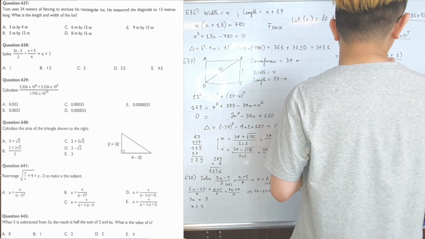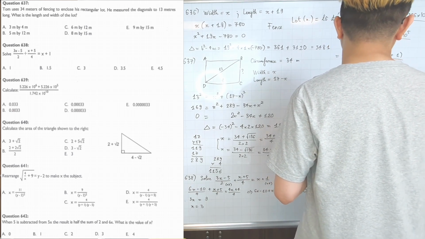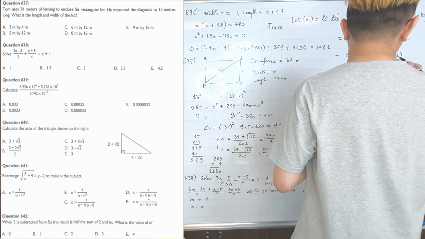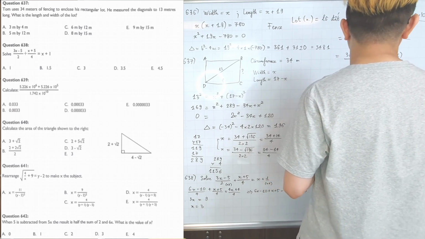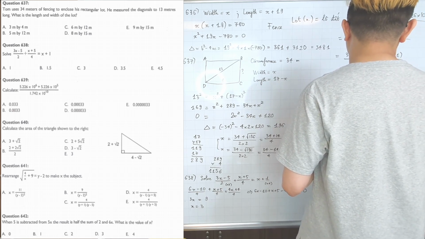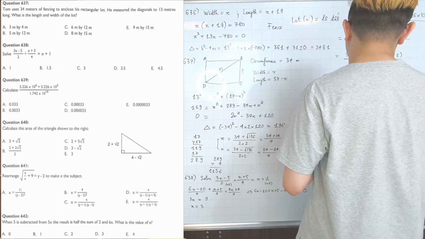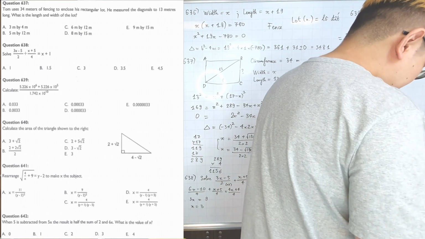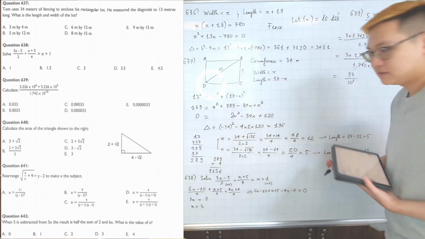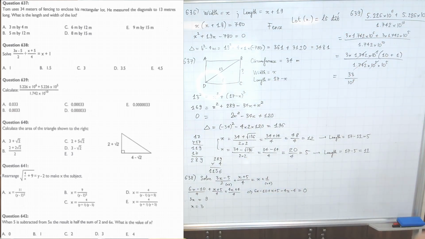So eliminate, eliminate, eliminate, eliminate. So finally you have 11. Those times 3 is going to be 33. Divide by 10 to the power 5. Okay. But then the question requires you to do one more step.